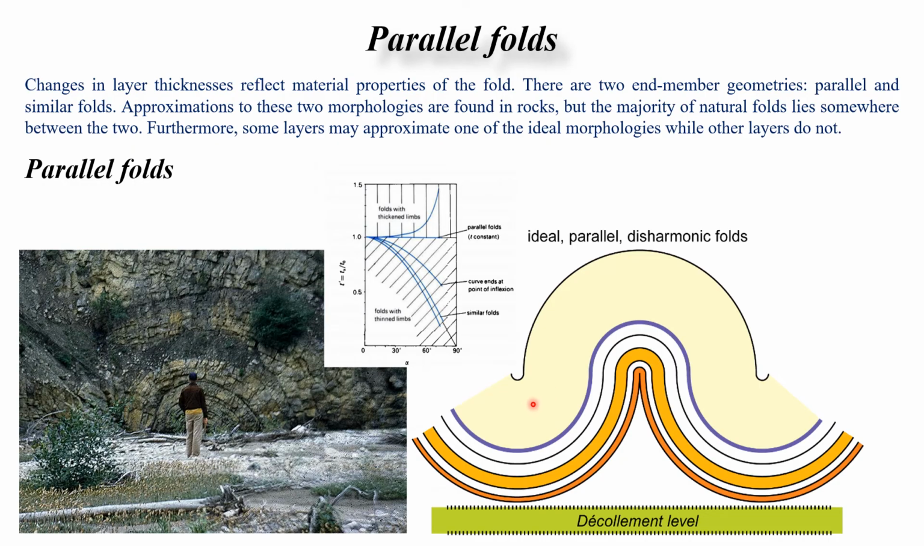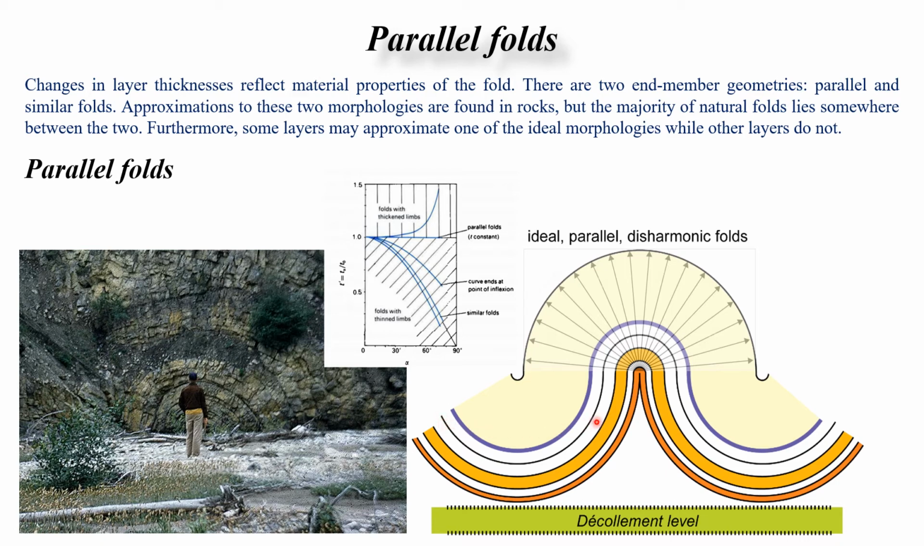As we have studied, our example for folds based on geometry of fold profile is parallel fold. Parallel fold is such a type of fold that if we measure the thickness parallel to the layer, it remains constant everywhere, as we can see in the diagram. And this is a beautiful example from the field which represents the parallel fold. A special category of parallel fold is concentric fold.